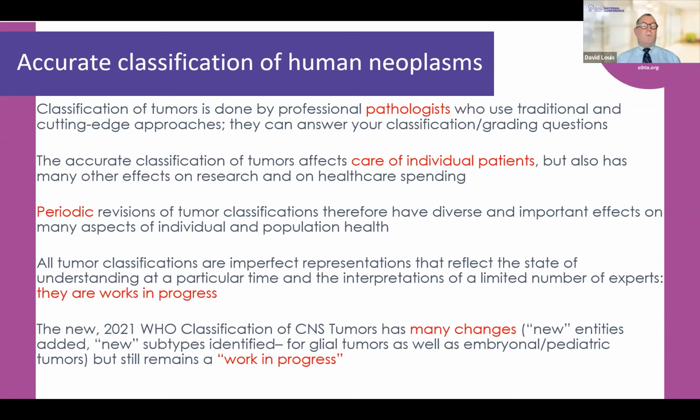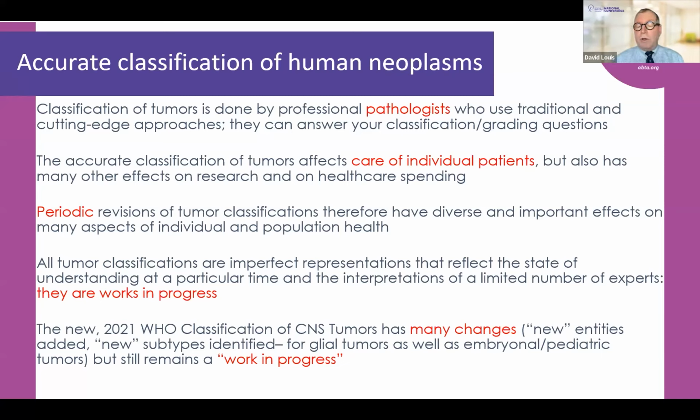And as a result, when we revise tumor classifications, they have effects on individual and population health. But importantly, these are imperfect. These really should be thought of as works in progress. The new 2021 classification does have many changes.